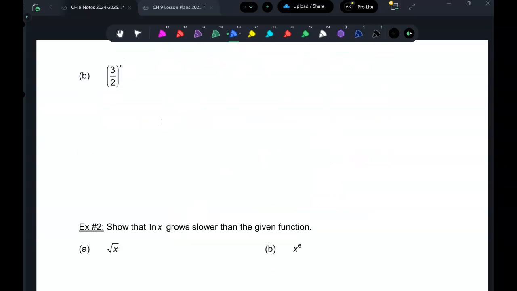Okay, we want to show that e to the x grows faster than... Do we just do L'Hopital's rule forever?